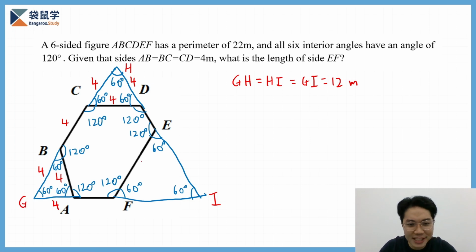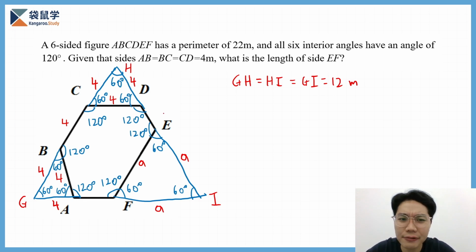Okay, so if this is A, EI and FI will also be A, right? A. And it looks like we still have an unknown side here, which is DE, right? And AF. Let's start with DE.